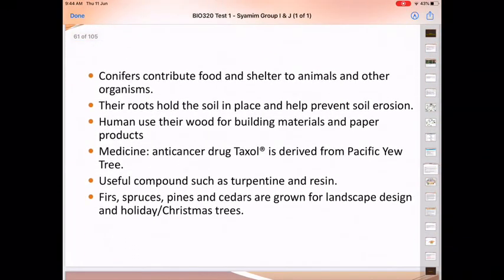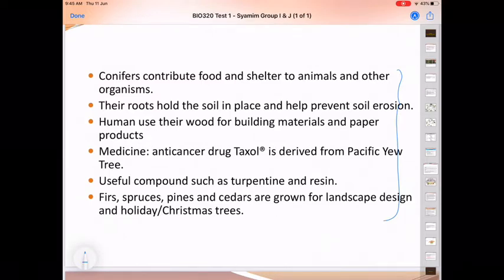Conifers contribute food and shelter to animals. Their roots hold the soil in place, and humans use their wood for building materials and paper products. In medicine, this plant provides anti-cancer compounds such as taxol and resin. The fir, spruce, pines and cedar are grown for landscape design and holiday Christmas trees.